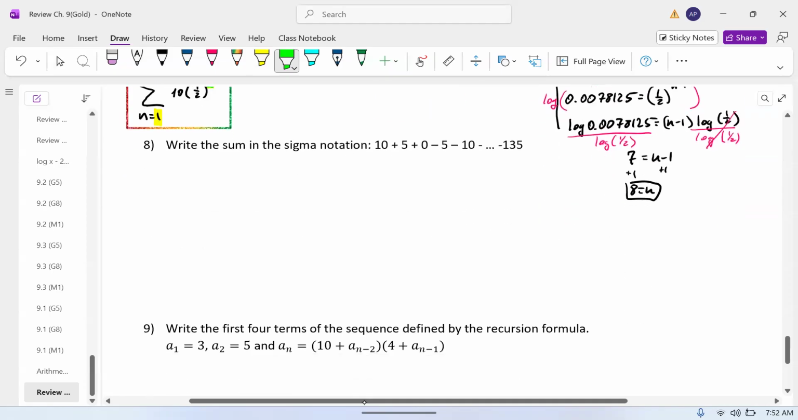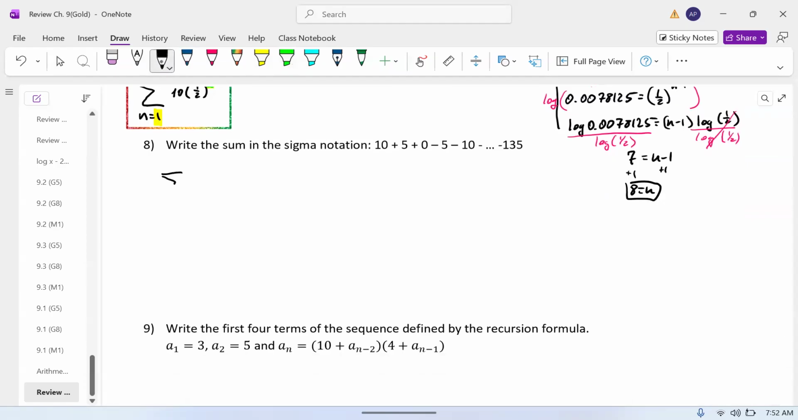Okay, let's look at another sum that we once again need to write in the sigma notation. So once again, we're going to put the a sub n formula in the middle. At the bottom, we're always going to start with 1. And at the top, we need to know what's the last term. Okay, so by looking at this, we might be able to notice that we are subtracting 5 every time. And since we're subtracting 5 every time, this is arithmetic.